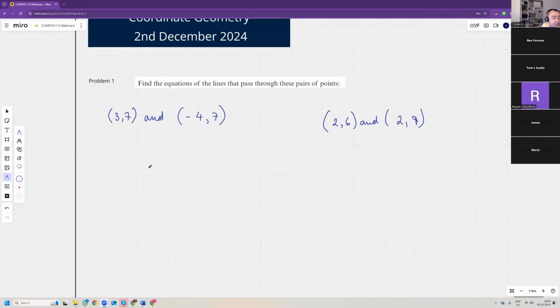Yes, of course, that means it's a horizontal line. So if you do 3, 7, minus 4, 7, it's going to be here. So it's a horizontal line. And we know that a horizontal line has equation y equals 7. So that's it. You don't even need to solve anything. You don't need to find the gradient. You don't need anything. So a horizontal line has equation y equals 7. Easy.